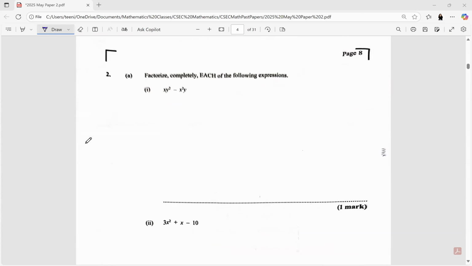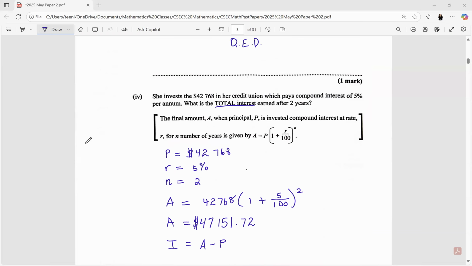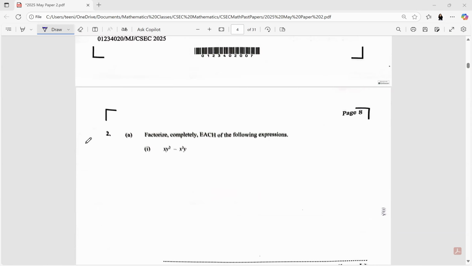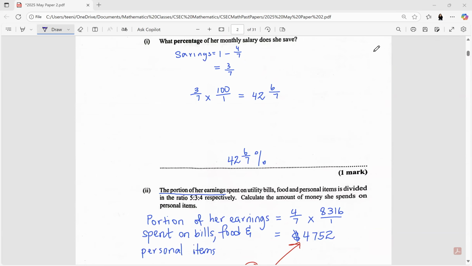Good. So I'm just going to do question one. Question two in the CSEC paper is based on algebra, so things like factorizing and that sort of thing. So let's do another one. So this was May, June 2025. These were the actual questions from this day that we just went through.